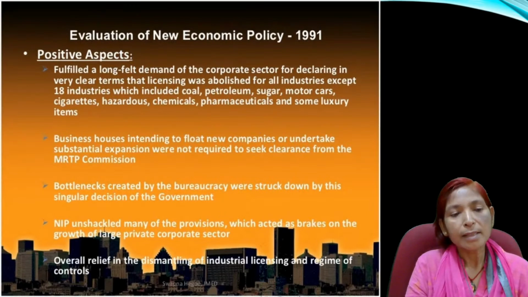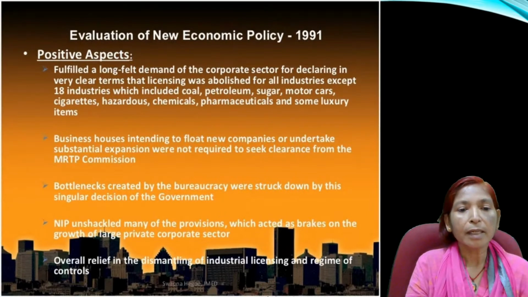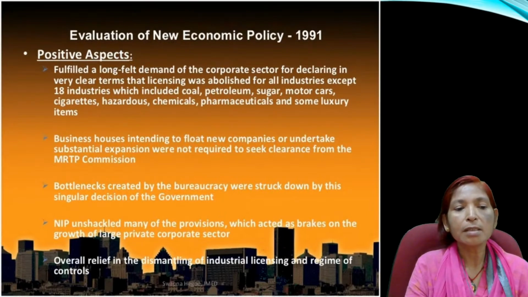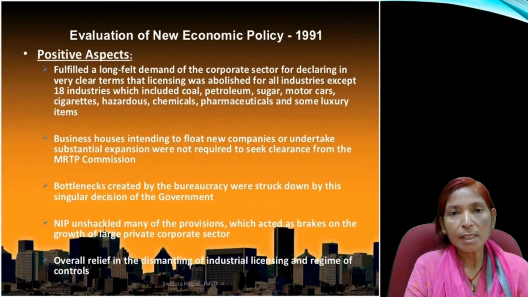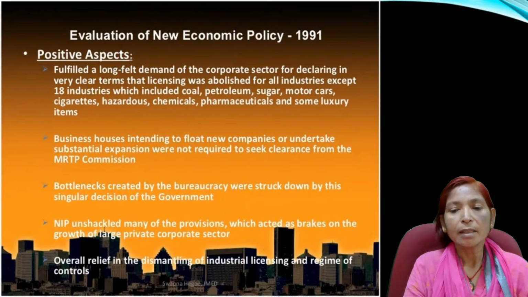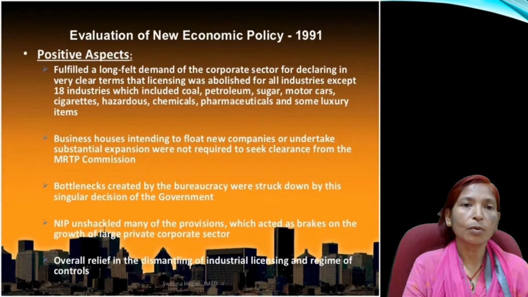And this industrial policy abolished the MRTP Act to give more advancement and more expansion to the entire industrial sector. Bottlenecks created by the bureaucracy were struck down by this singular decision of the government. So this new economic policy and new industrial policy unshackled many of the provisions which acted as brakes on the growth of large private corporate sectors. Overall, there was relief in the dismantling of industrial licensing and the regime of controls.